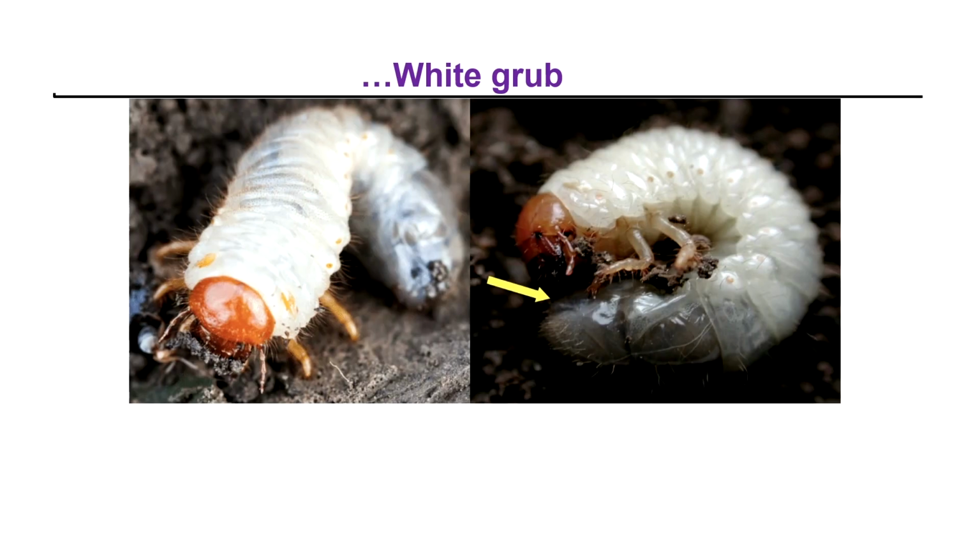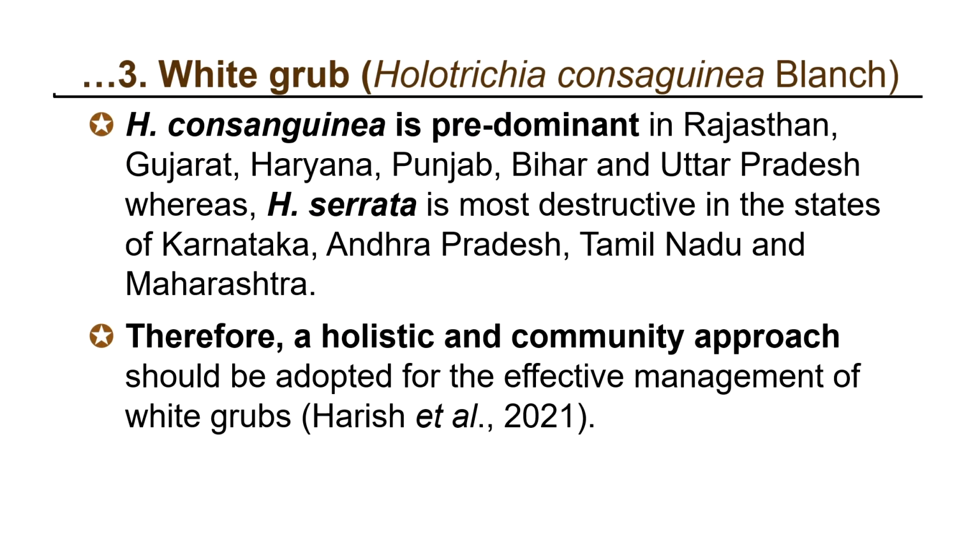Now, you can see the grub is C-shaped, and the head part is orange, the rest is white. This particular pest is predominant in Rajasthan, Gujarat, Haryana, Punjab, even in Bihar and Uttar Pradesh, whereas H. serrata is most destructive in the states of Karnataka, Andhra Pradesh, Tamil Nadu and Maharashtra. That means it has two different species. One is common in certain states and the other is common in other states.